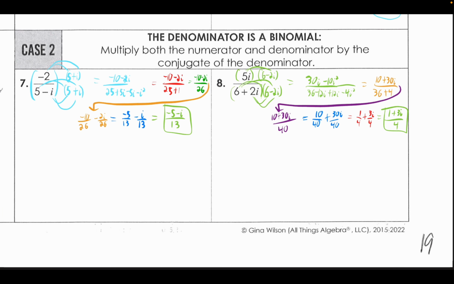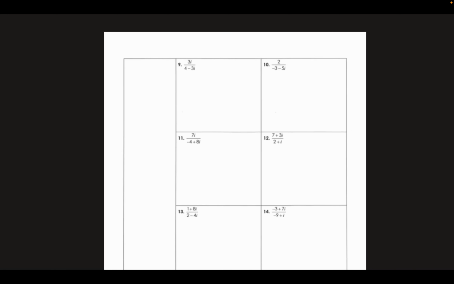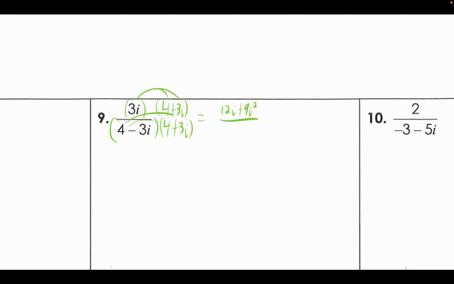Moving on, number 9. Multiply the denominator here by the complex conjugate again, because there's a binomial down there. It'd be 4 plus 3i. So that would end up being on the top, 12i plus 9i squared. On the bottom, 16 plus 12i.